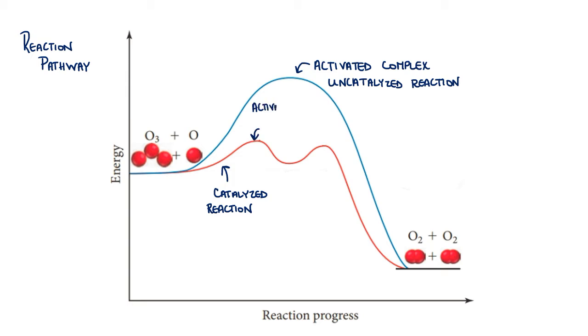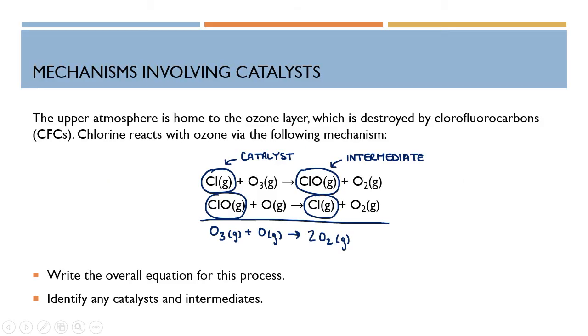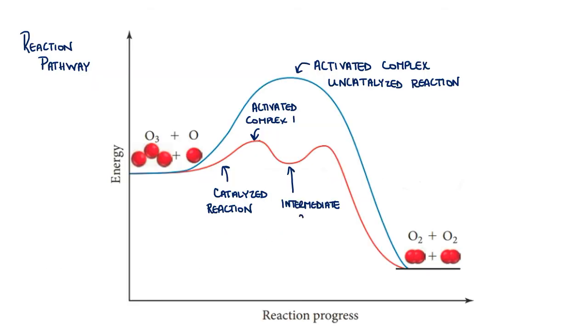So this is our first activated complex, or activated complex number 1. Remember, that's a higher energy particle. Then we have our intermediate, which is a lower energy, much more stable molecule. This is the molecule that gets created and then used. It gets created in step 1, so this is the ClO, and used instantly in step 2. So it's a lower energy molecule. This is not part of the balanced equation.